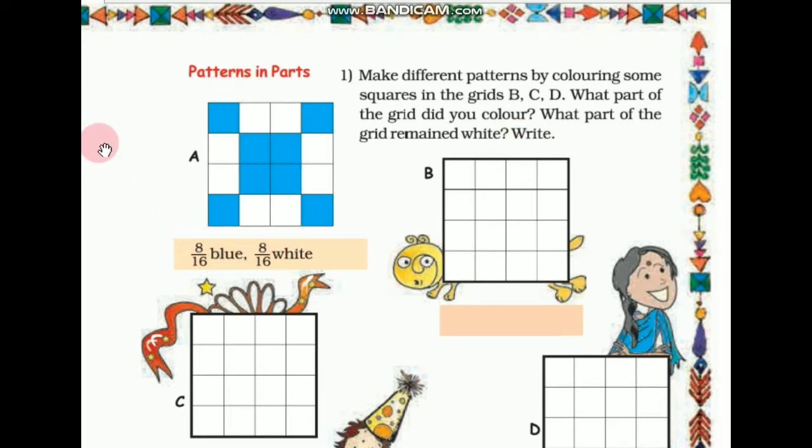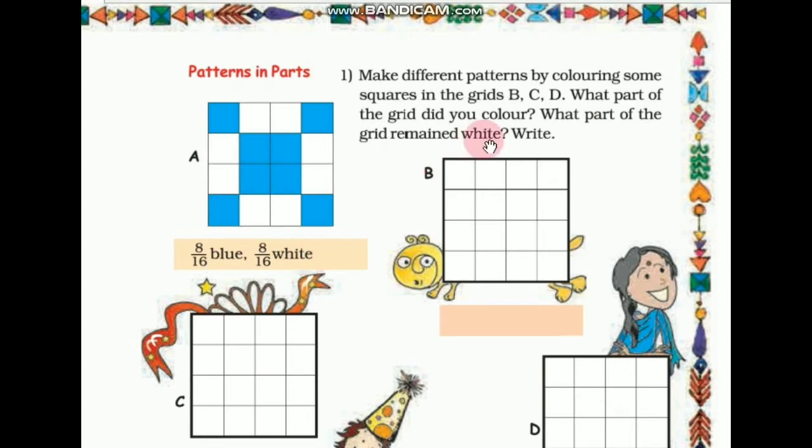Here is also one grid of 16 square centimeter, means 16 squares. And here how many parts are colored? 1, 2, 3, 4, 5, 6, 7, 8. So 8 parts are colored blue, and 8 parts remain white. 1, 2, 3, 4, 5, 6, 7, 8. So here it is written 8/16 blue and 8/16 white. So we can do the same in grid B, C and D as given in this example.